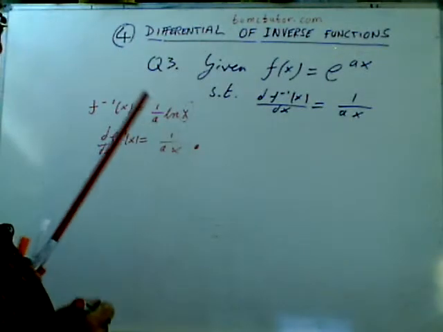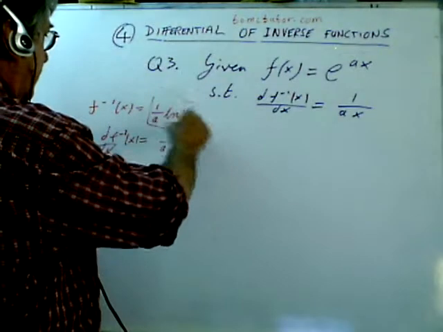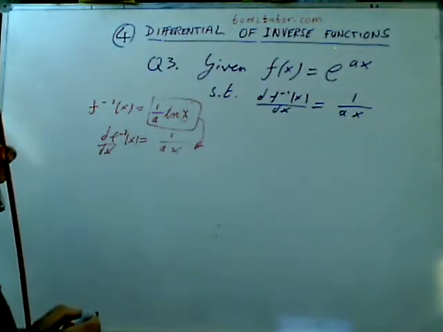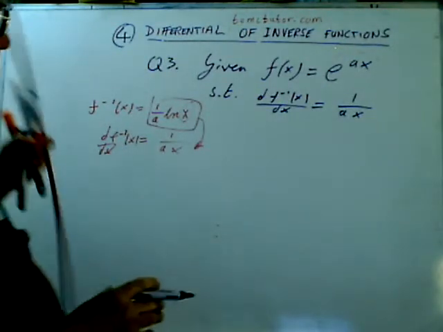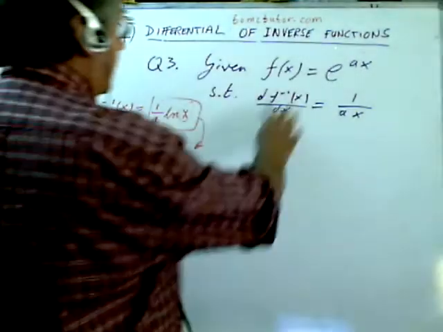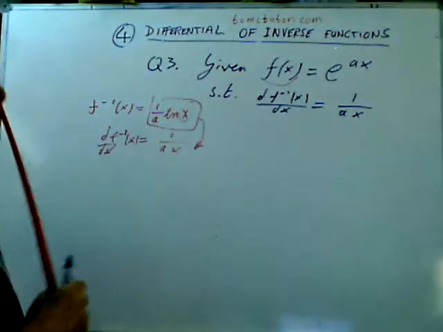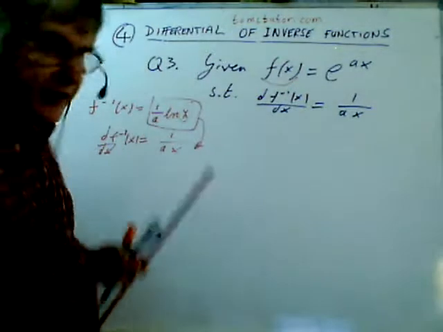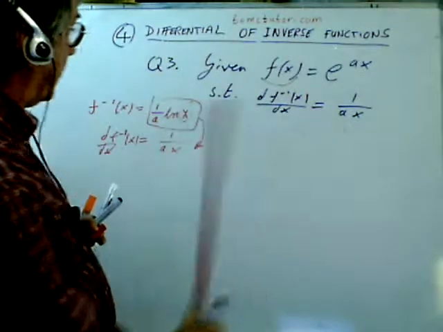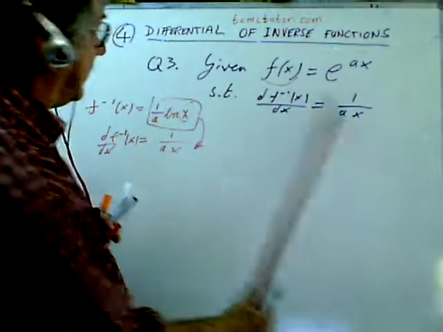Not good enough. Why? Because all I've done here is differentiate this to obtain that. But I haven't shown that that is actually related to that. The question is asking for the differential of the inverse of that with respect to x. And I've picked some other function, and I've shown that the differential of that is equal to that. Just because the differential of that is equal to that doesn't mean that the differential of that is equal to that.